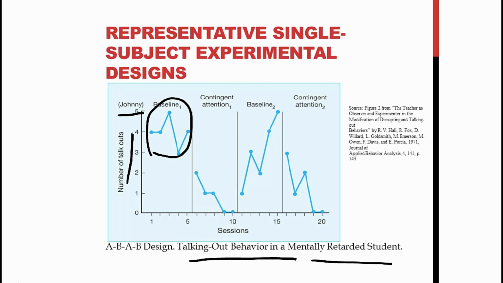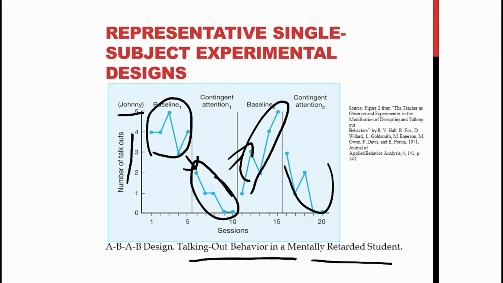But when we have a treatment here, it looks like contingent attention, we see the number of talking out behaviors significantly decrease. Then we remove the treatment, and we see the number of talking out behaviors once again increase. We put the treatment back into place, and look, once again, number of talking out behaviors decreases again. Hopefully you can see that we are much more confident in this type of design that our treatment is actually causing a change in behavior. And I hope you also see that we're being a little bit more ethical in the sense that we're leaving this child with mental retardation with the treatment in place so that he's engaging in less talking out behaviors.